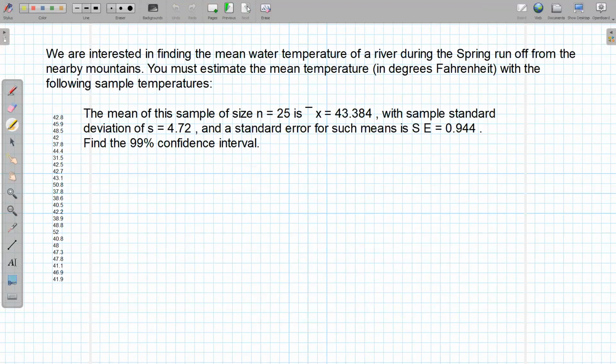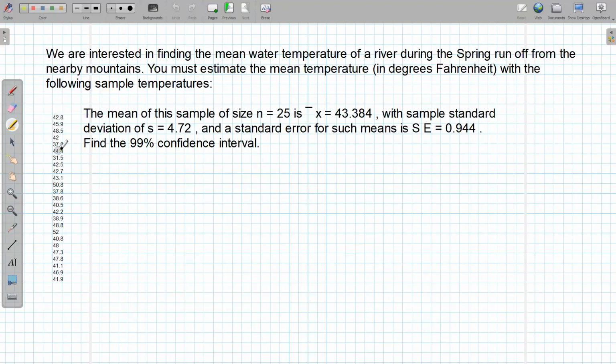All right, so here I got a new situation. So this is a problem you saw in the homework a couple of weeks ago. We are interested in finding the mean water temperature of a river during the spring runoff from the nearby mountains. You must estimate the mean temperature in degrees Fahrenheit with the following sample temperatures.